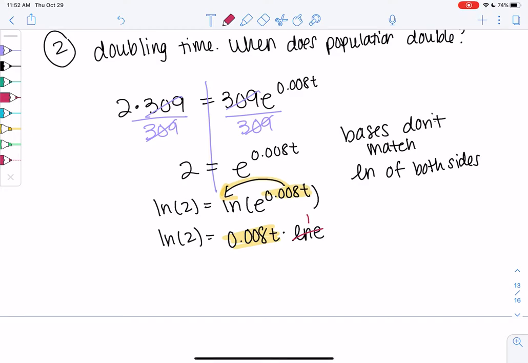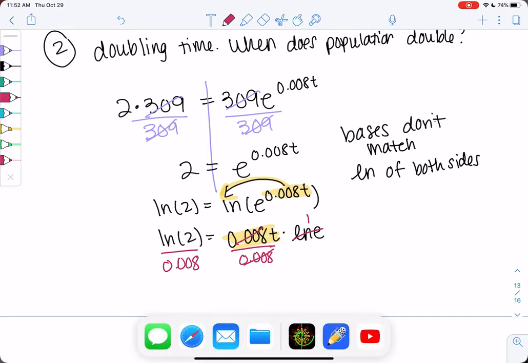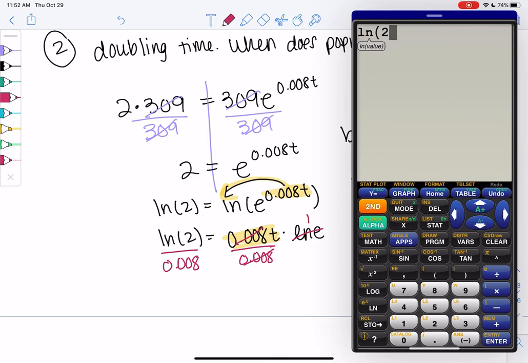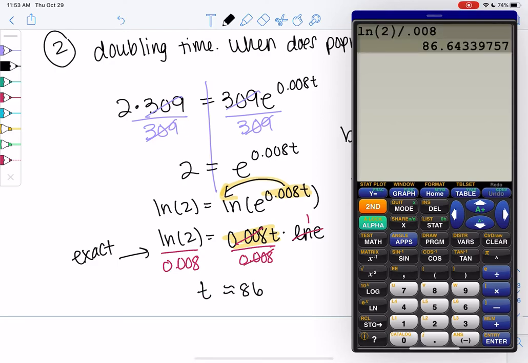So we get ln of 2 equals 0.008t, and we can just divide both sides by 0.008 to solve. And we get ln of 2 divided by 0.008. This is my exact answer. But since we're doing an application, it's nice to find the approximate. And so we get about 86.6 years.